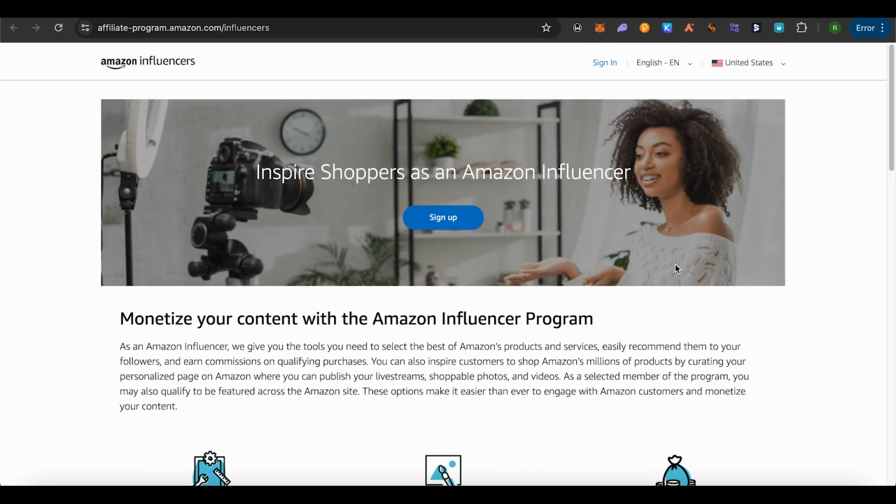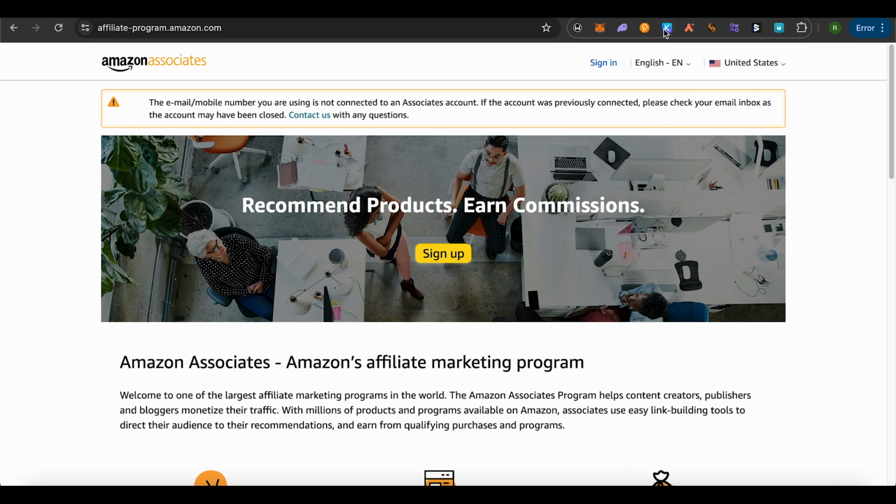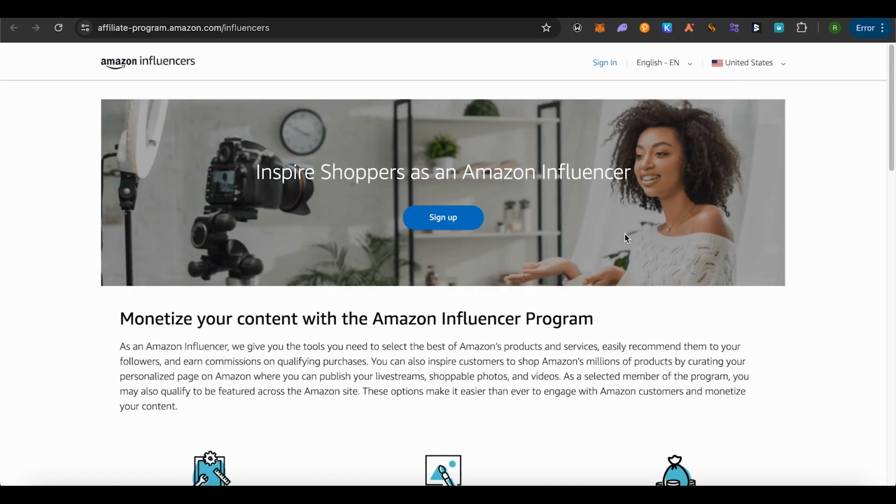For this, you would require your customer account of Amazon. You would also require your affiliate account or the associate account of Amazon in order to get onto this platform of Amazon influencers. After you sign up, you would have to connect with your customer account, and you would also have to connect your social media where you have most of your influence.